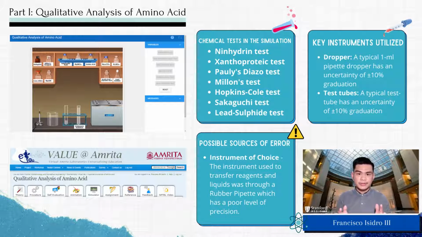So for the discussion, we were able to identify a possible source of error, and this error is the instrument of choice. The main instrument that was used to transfer reagents and liquids was the rubber pipette, and this rubber pipette has a poor level of precision. So this could be a possible source of error. So that's for part 1 of the qualitative analysis of amino acids.